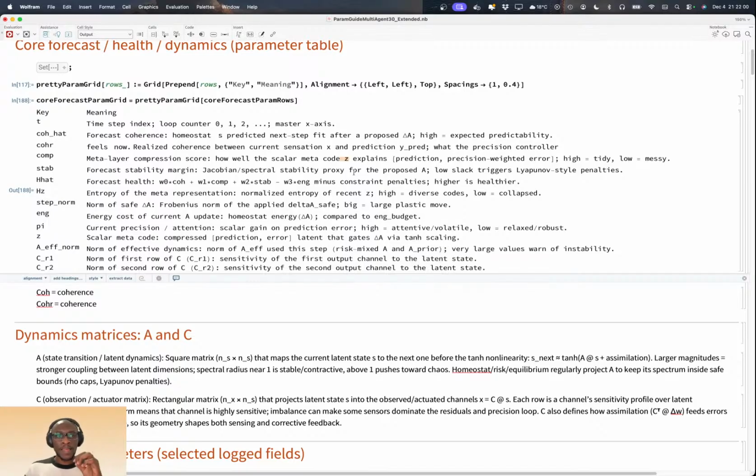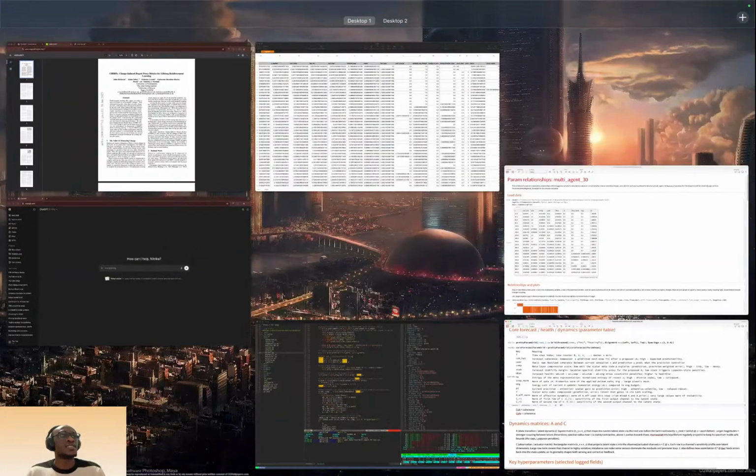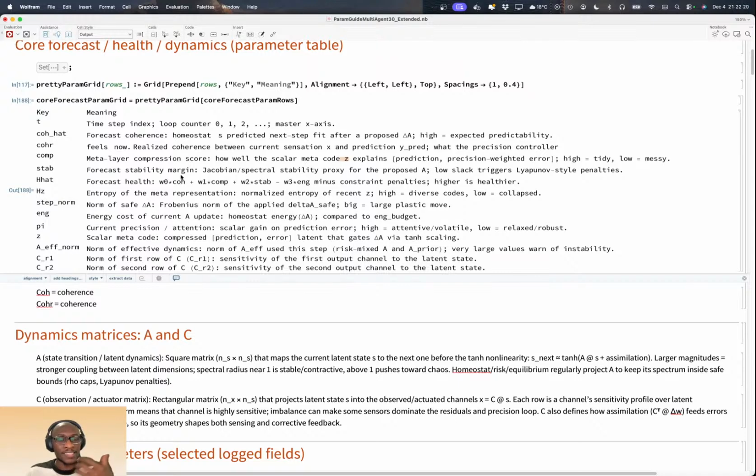Now Z is the compressed code. If a system receives the state of the environment, which can be in any dimension, it has to compress it into smaller codes, and then pick the best compressed code out of the smaller codes. That's what we're calling Z right here. And that explains the prediction and then the prediction errors.